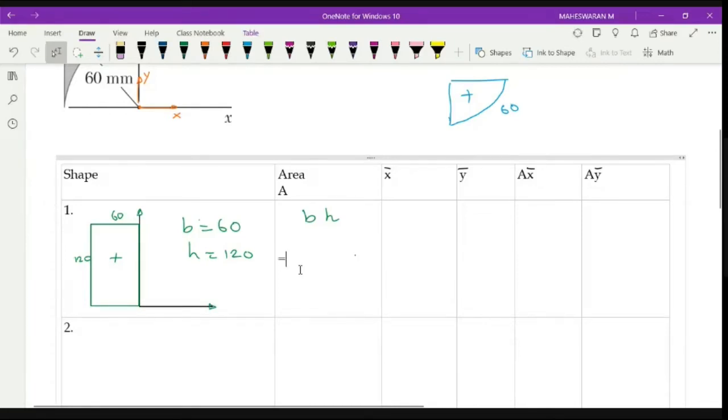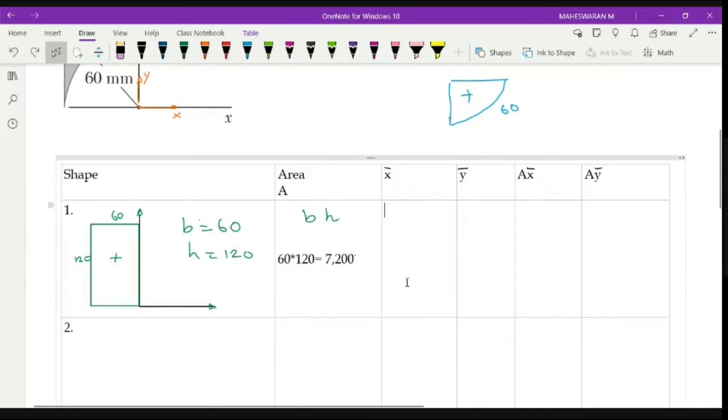So which is equal to 60 into 120, right? I can write it. So you'll get 7,200. That is my value, right? So this is my first step.